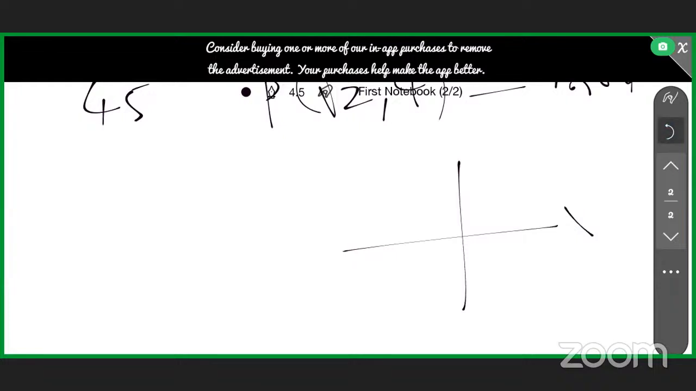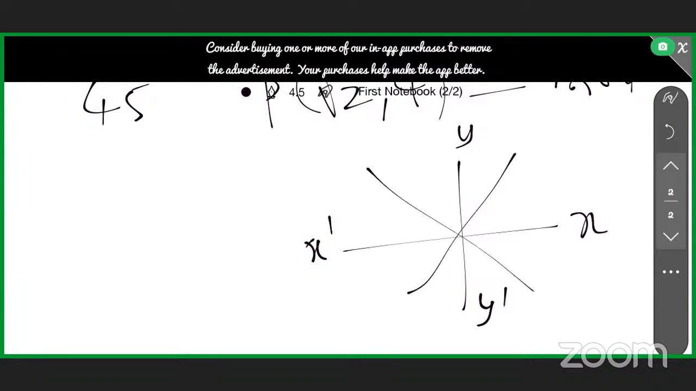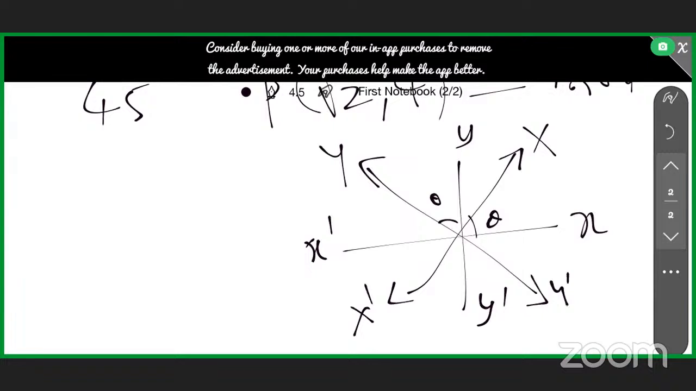And use small letters. Small x, small y, small x dash, small y dash. Now this axis is rotated with an angle theta. So this will become x, y, x dash, y dash. When this axis is rotated with an angle theta, it becomes like this.